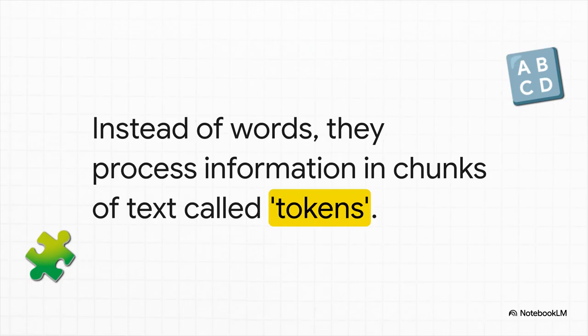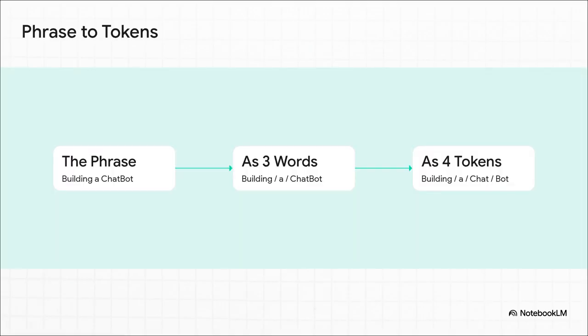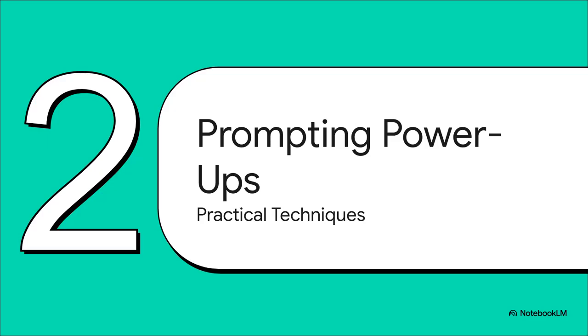Think of them as little chunks of text, basically the most common sequences of characters that the model uses to process, well, everything. This slide is a perfect example, right? We see the phrase building a chatbot as 3 words. Simple. But the AI, it sees 4 totally distinct tokens. It actually splits chatbot into chat and bot. And understanding this is the first step, because the AI is ultimately just predicting the next most likely token, not necessarily the next word.